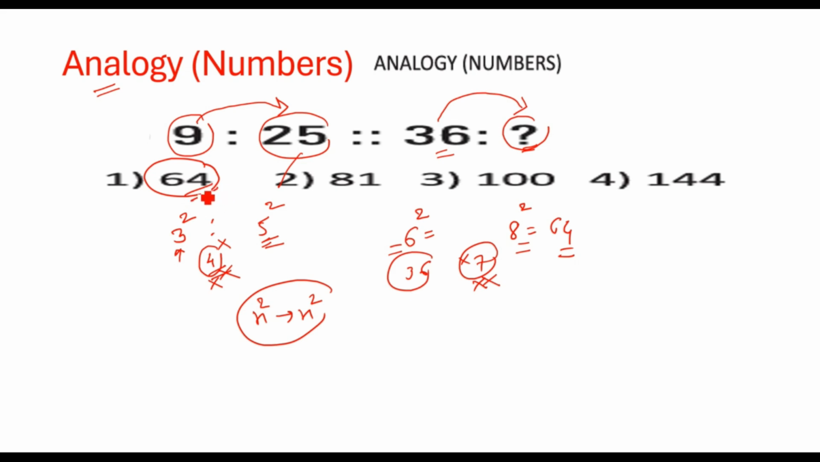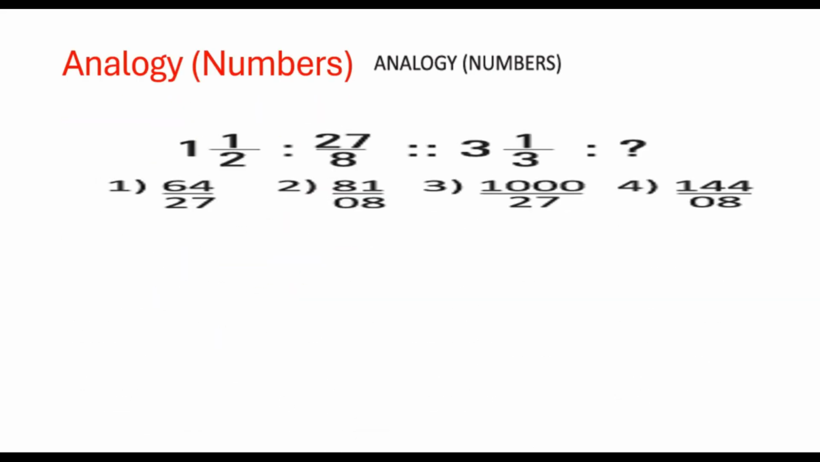The rule is followed, and therefore option number 1 is the correct answer for the question. Here our explanation is 3 square, 5 square, and 6 square, 8 square. Now let us move to the next question.